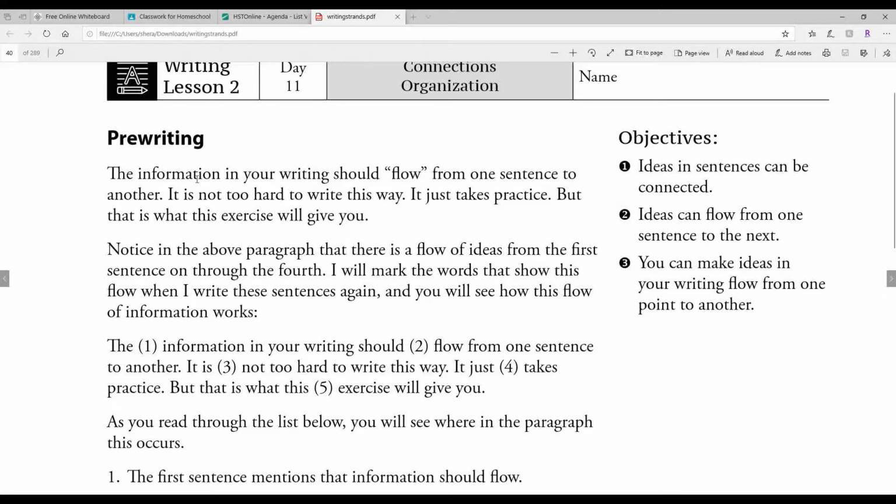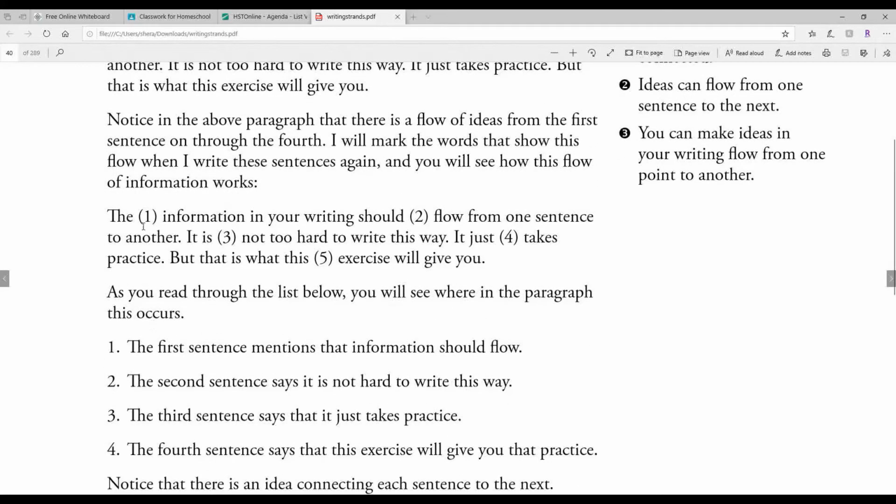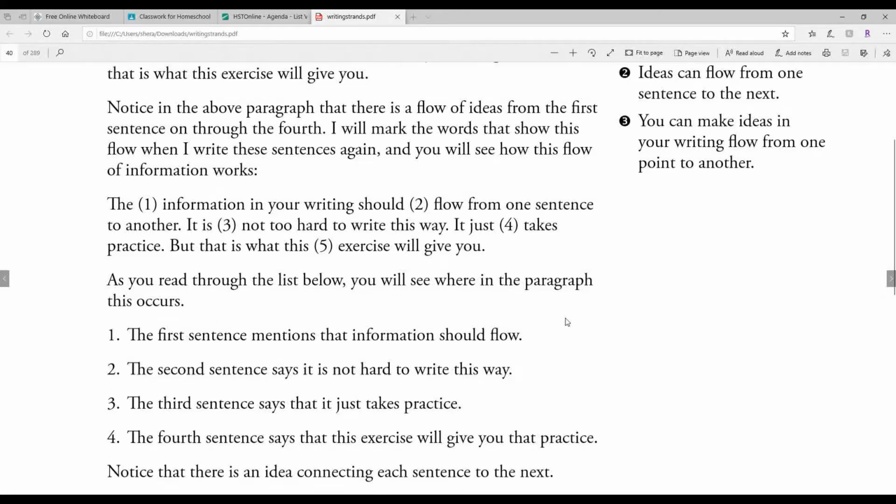Now, notice in this paragraph that I just read, there's a flow of ideas from the first sentence through the fourth. I'll mark the words that show this flow when I write these sentences again, and you'll see how the flow of information works. Okay, so the first is, the information in your writing should flow from one sentence to another. It is not too hard to write this way. It just takes practice. That is what this exercise will give you. So as you read through this list below, you'll see where in the paragraph this occurs.